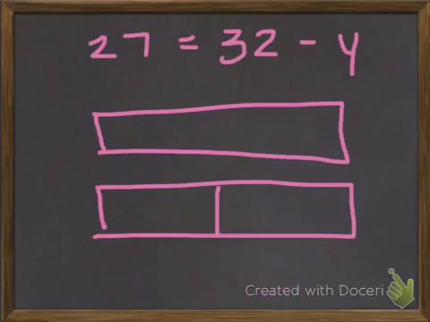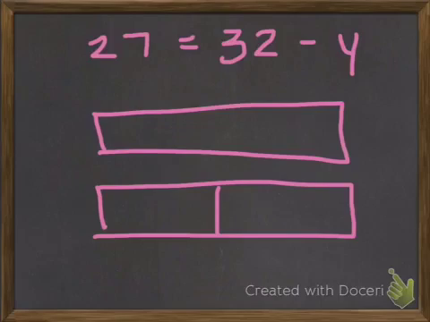Let's look at one more subtraction problem before we move on. This problem says 27 equals 32 minus y. If we notice it's a subtraction problem, we can use that same marble scenario. Mrs. Ashley had 32 marbles, and she lost some, that's y, and now she has 27 left.